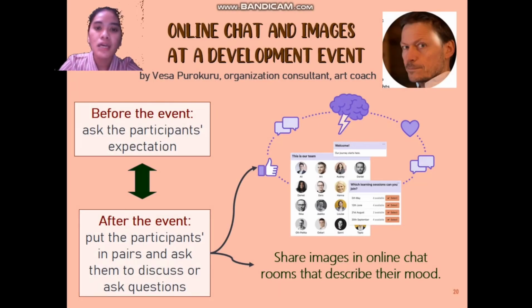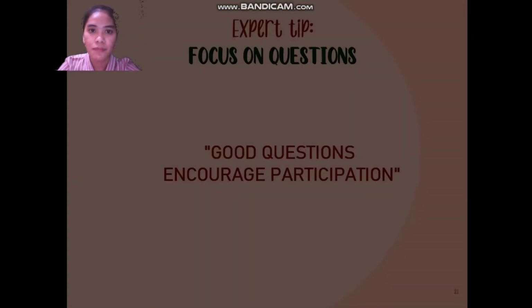And then he also used the online chat, and he asked the participants to share their emotion, like their group emotion, their group mood. How is the activity? How is the discussion going? So they use images describing their mood.